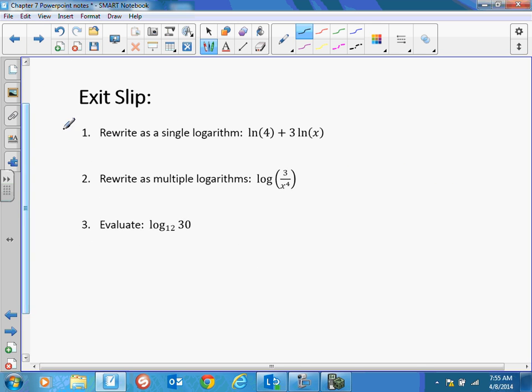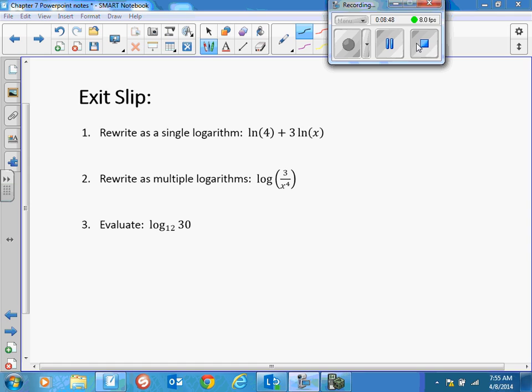Okay, so there's your exit slip. Rewrite as a single logarithm, rewrite as multiple logarithms, and then use the change of base formula. Email me if you have any questions, and that is it.